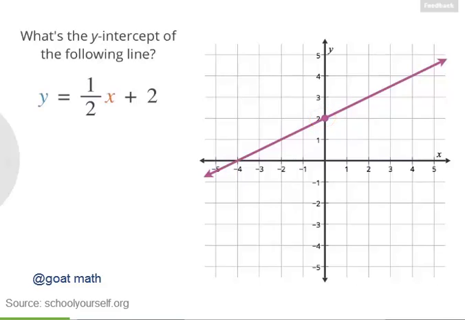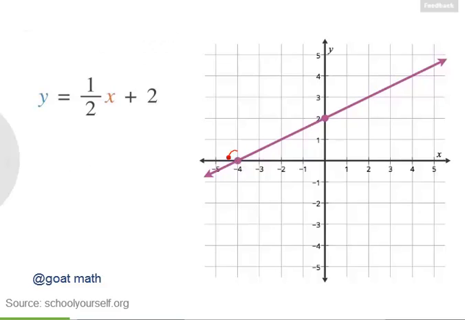Now another way to see that is to recognize that for a point to be on the y-axis, its x-coordinate is 0. So if we take this equation and plug in 0 for x, we can solve for the y-intercept, which is the value for y when x equals 0. 1/2 times 0 is 0, so that means y equals 2. And sure enough, that's the y-intercept for this equation.